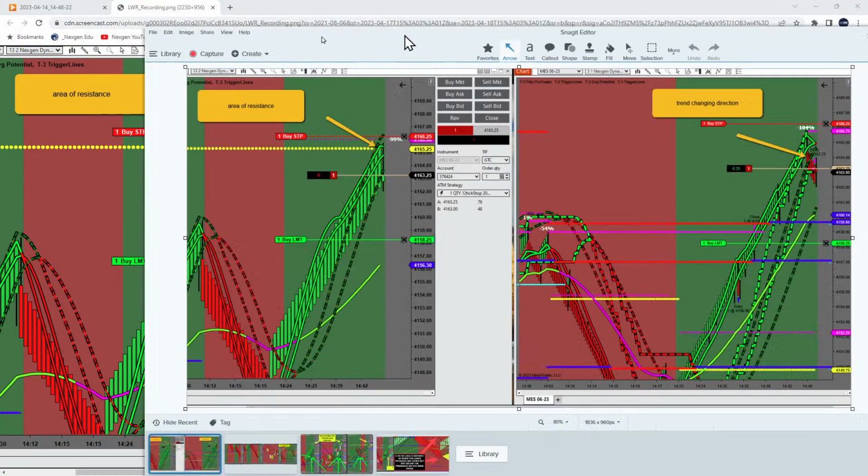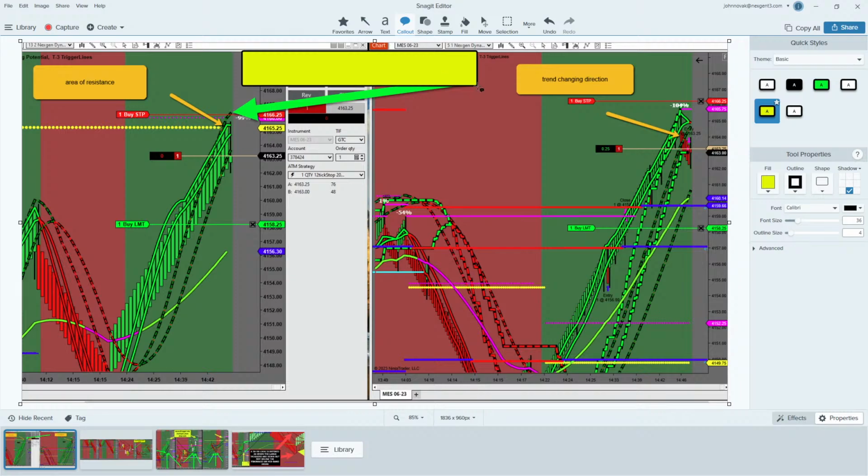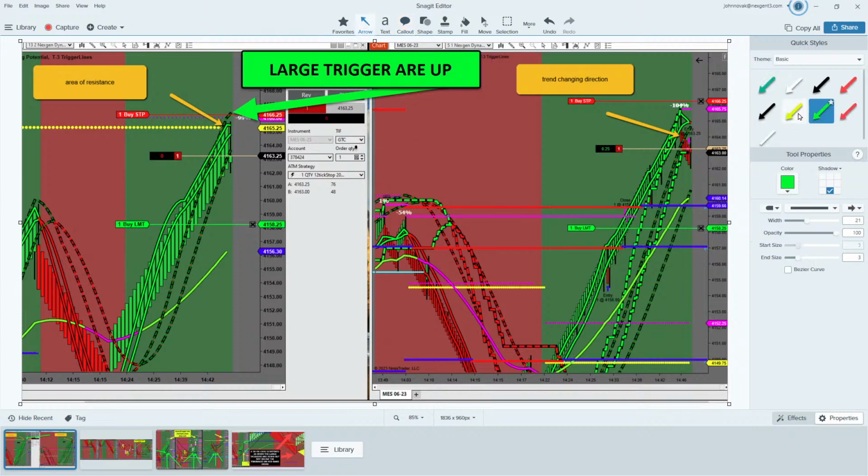This is, I think everybody fails in the trigger lines first. So again, let's write out what we see in our trigger lines, okay? And tell me if I'm off base here. So large triggers are up. Can we agree? And then small triggers are up.